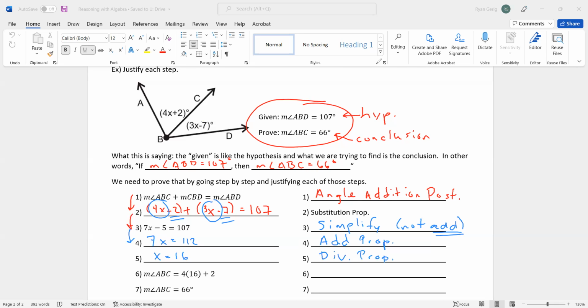Now notice there's still more steps. We found x though. We're done, right? No, that's not what we're trying to prove. We're trying to prove that ABC is 66. So what do I have to do? Well, I have to plug it back in. So I'm taking 16 and putting it in for x, which is what I'm showing here.